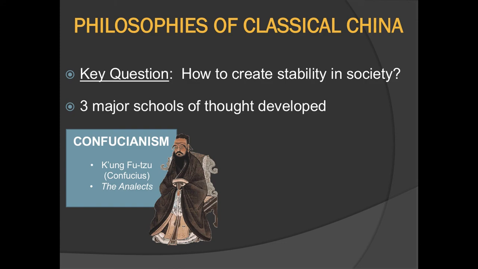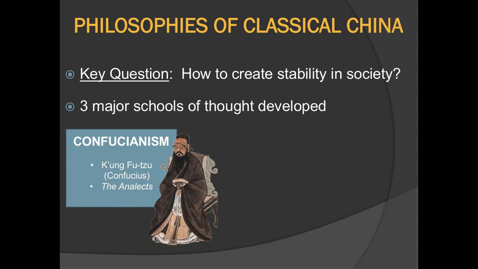Confucianism, developed by a man you probably better know as Confucius, but his Chinese name is Kung Fu Tzu, or Master Kong. His key work of philosophy is the Analects, although likely he didn't write it himself. His students or disciples likely did, but it expresses the core beliefs of the philosophy of Confucius, who tried to explain how to create a stable society.